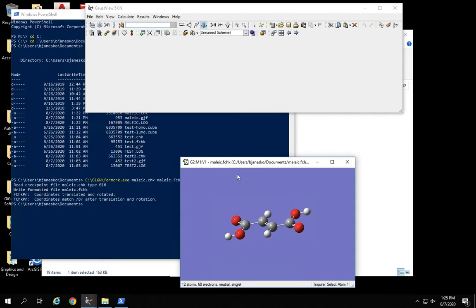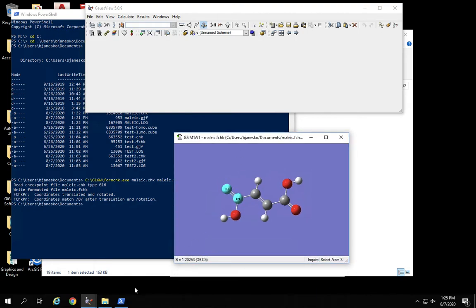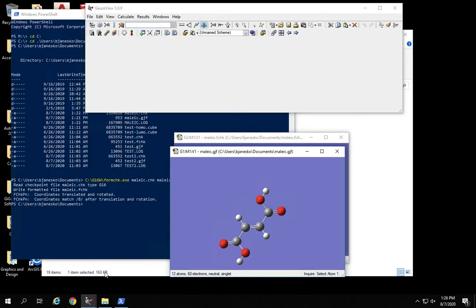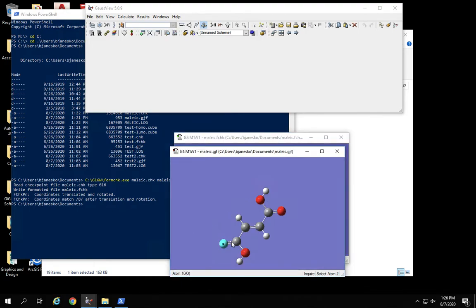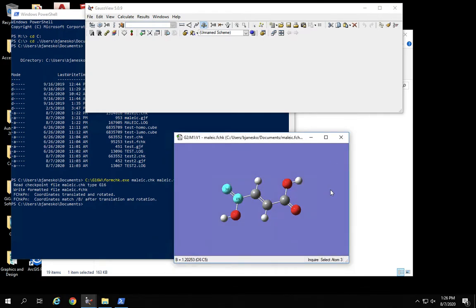And what are some things we can say about this? First, at this level of theory, the molecule is predicted to be planar. Second, the carbon-oxygen bonds, the C double bond O double bond, is now 1.20 angstroms. In our initial guess, it was 1.23. So things have optimized. The geometry has changed. The bond lengths have changed. The angles have changed.